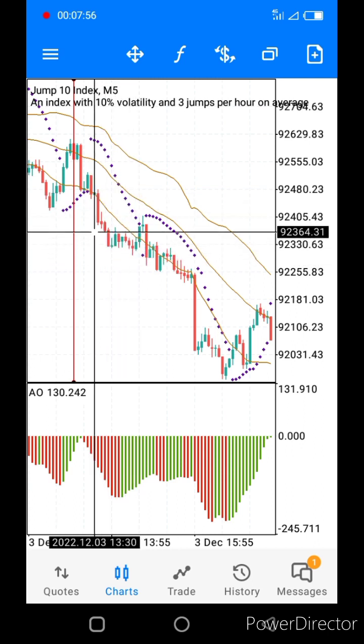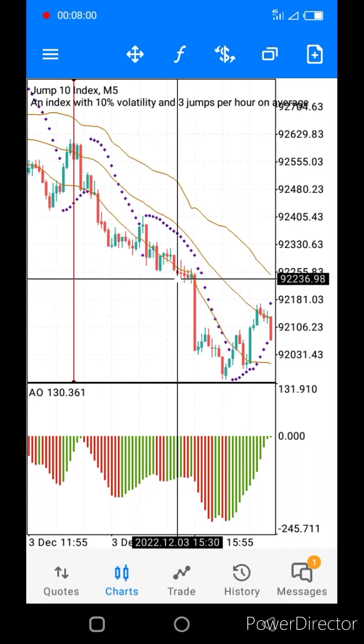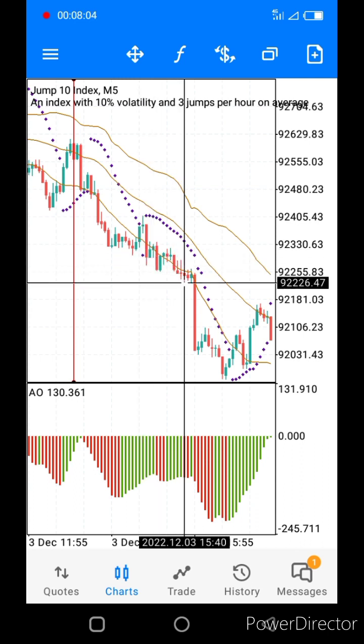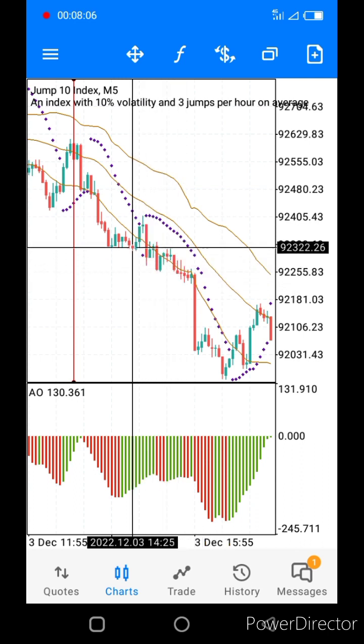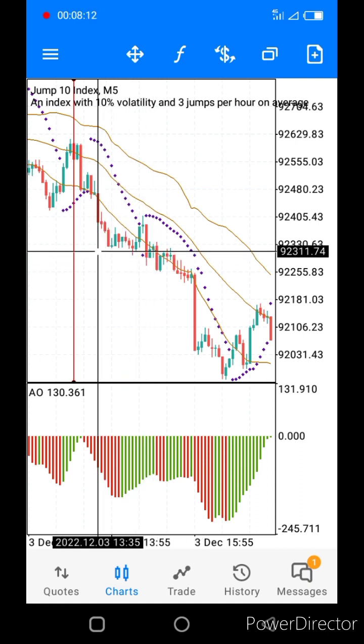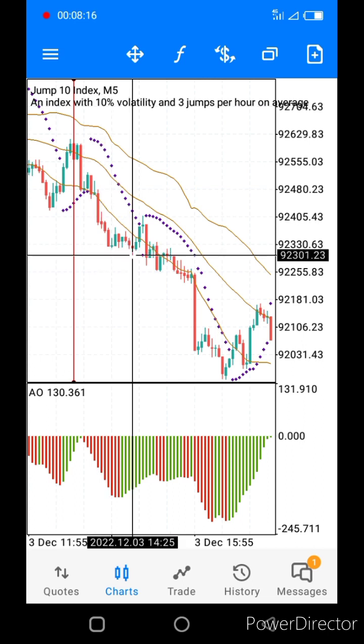So you want to pick 2 entries on V75, an entry on V100, and just 1 entry on Step Index, and you are done for the day. This strategy repeats itself like this every day. So you don't need to be jumping strategies and looking for how to take entries.